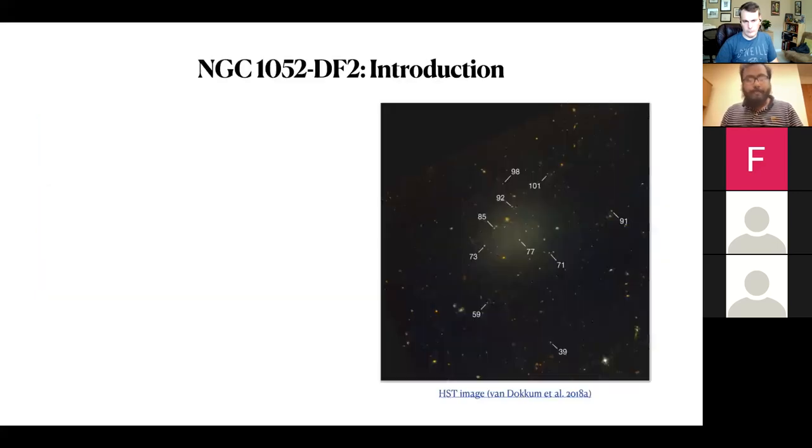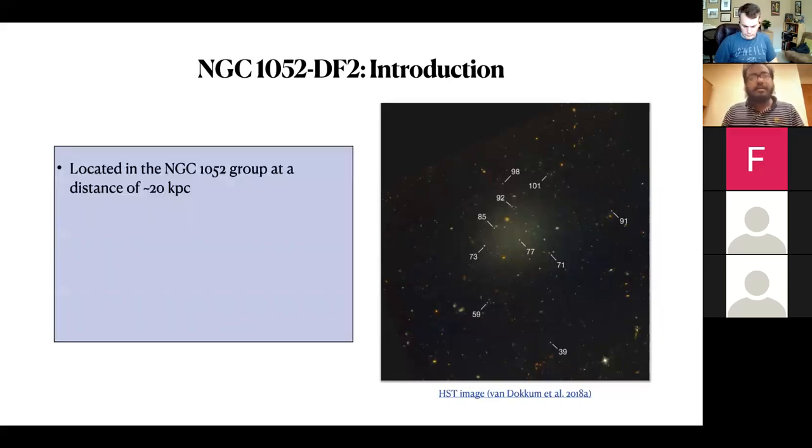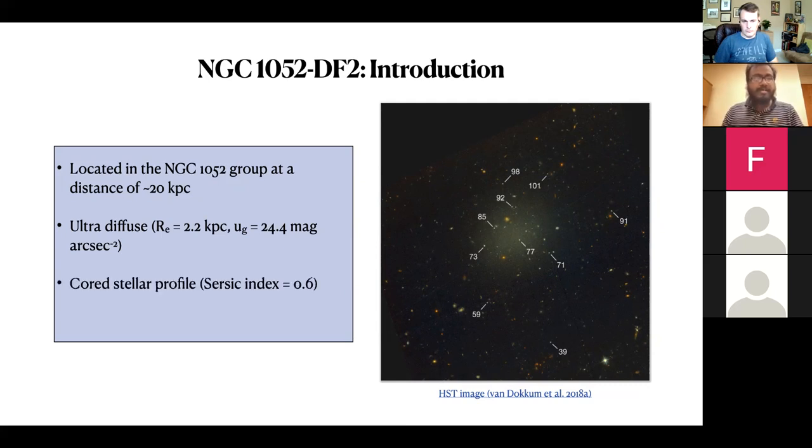So now I will stop talking about fuzzy dark matter. In the remaining time that I have, I will talk about the galaxy NGC 1052 DF2 and look at the heating and cooling mechanisms in this galaxy. This is a galaxy in the NGC 1052 group, at a distance of 20 kiloparsecs. It is an ultra diffuse galaxy. Its size is 2.2 kiloparsecs, and the surface brightness is slightly above 24 mag per arcsec squared.